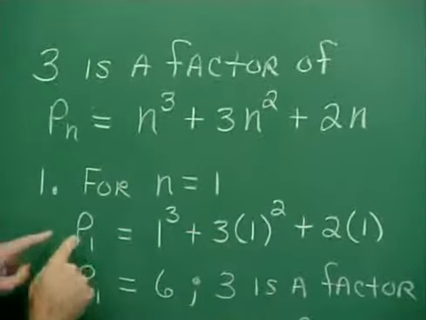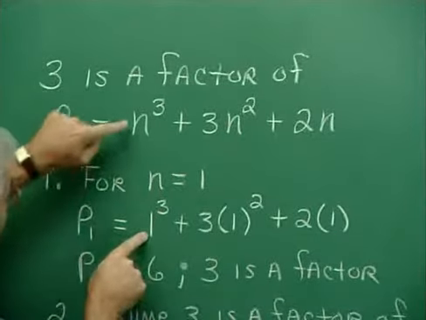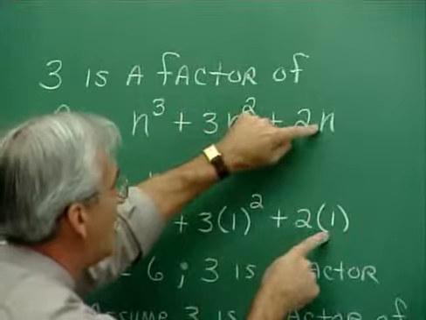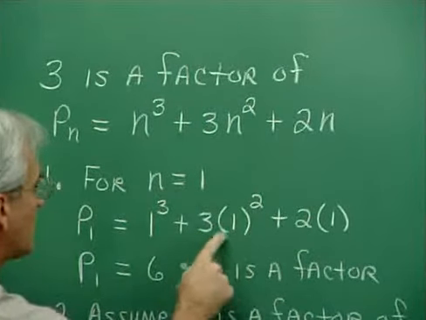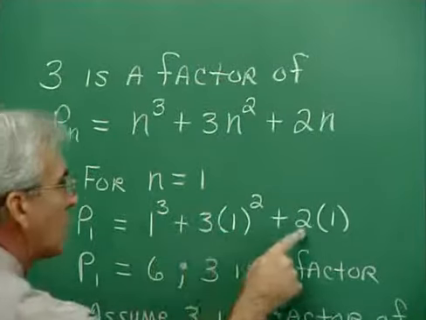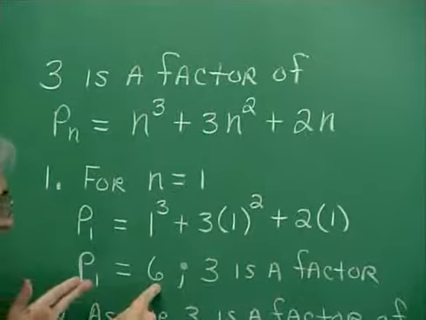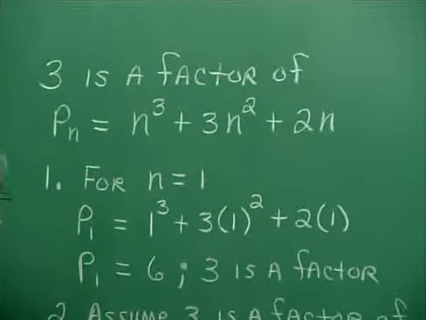Now, let's see. P sub 1, the polynomial when n is 1, would be 1 cubed, which comes from up here, plus 3 times 1 squared, plus 2 times 1. Well, let's see. 1 cubed is 1. 1 squared is 1, so this is 3. Plus 1 would be 4, and this is 2. 4 and 2, 6. So p sub 1 is 6, and 3 is certainly a factor of 6. So it works for n equals 1.